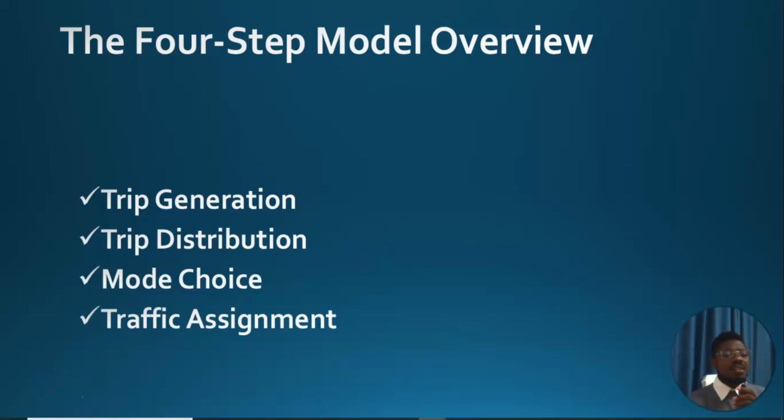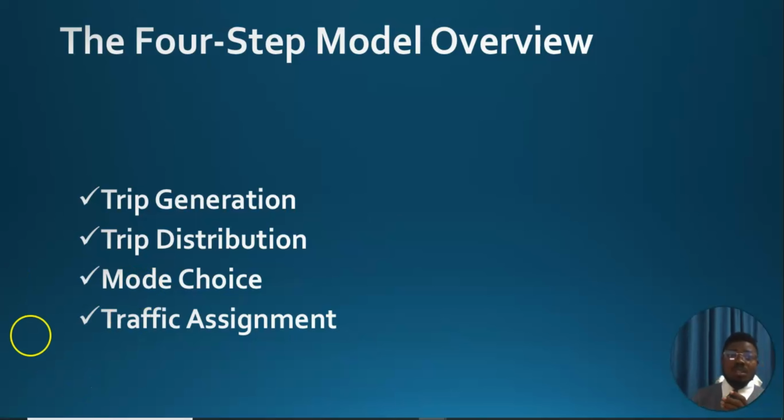So every trip is made up of two trip ends. That is one at the production end of the trip and another at the attraction end of the trip. So that is under trip generation.